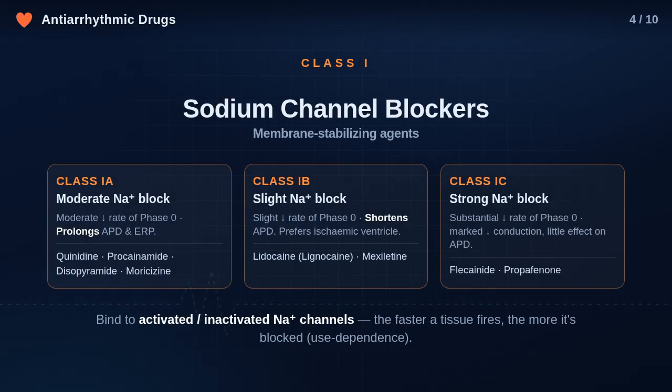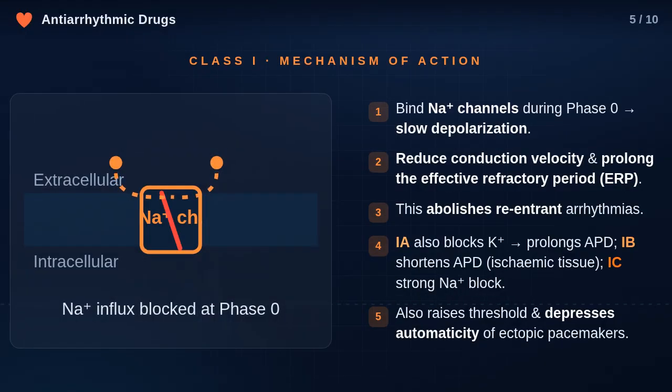Class 1 drugs. The membrane-stabilizing agents block sodium channels. Class 1A shows moderate sodium block and prolongs the action potential. Examples are quinidine, procainamide, and disopyramide. Class 1B shows mild block and shortens the action potential. Lidocaine and mexiletine. Class 1C shows strong sodium block. Flecainide and propafenone.